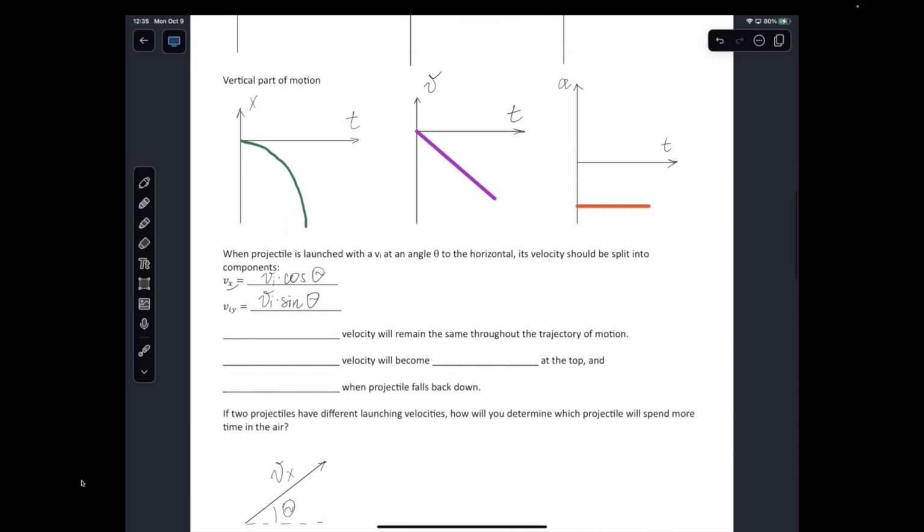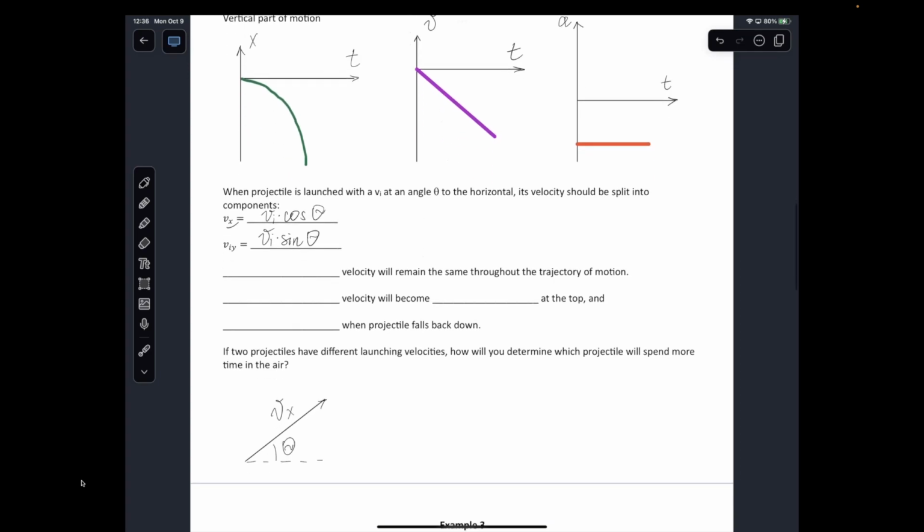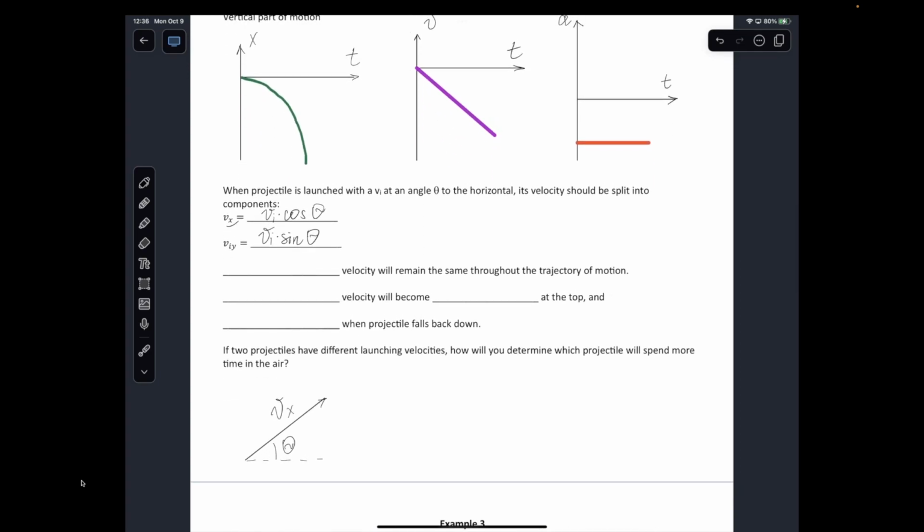But Vy is going to be changing, and initially, because we launched it at an angle, no longer horizontally, we will have initial velocity pointing upwards, which is here, Vy initial. And this will just be Vx. Which velocity will remain the same throughout the trajectory of motion? Horizontal. So that's your answer, horizontal. And then vertical velocity will become 0 at the top and negative when the projectile falls back down. And that negative will be equal to negative v initial y.